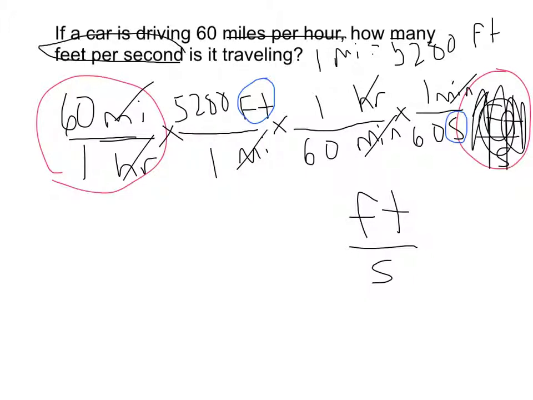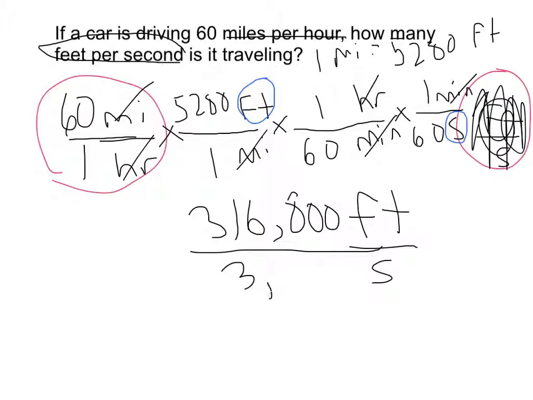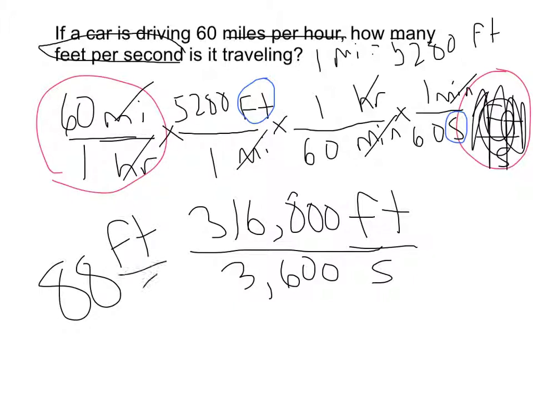Alright, so the next step is to multiply 60 times 5,280 times 1 times 1. If you multiply those numbers, you get 316,800 feet. And on the bottom, we multiply 1 times 1 times 60 times 60. If you were to do that, you would get 3,600 seconds. So now we divide those two numbers, and we will get 88 feet per second. That would be your answer.